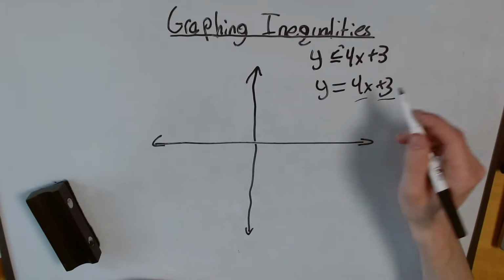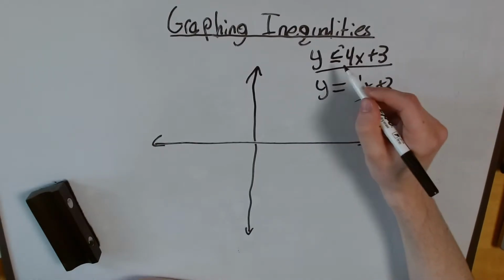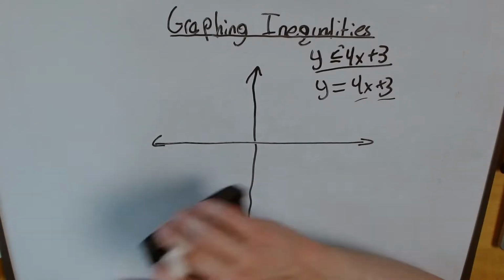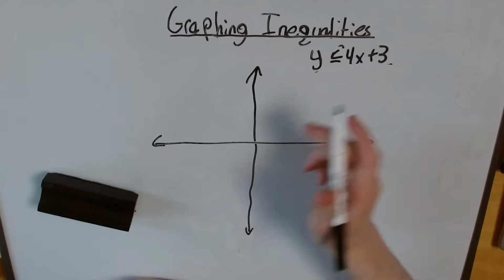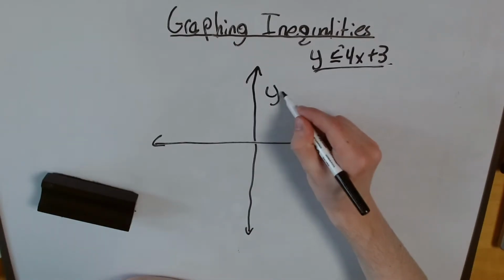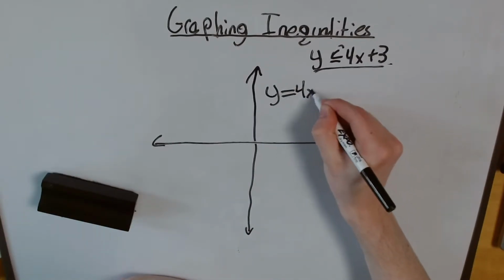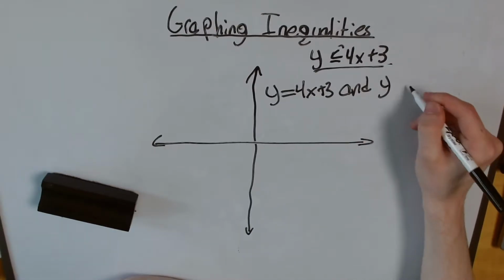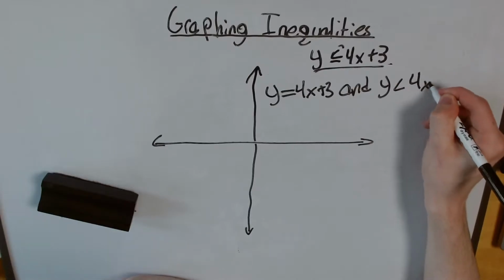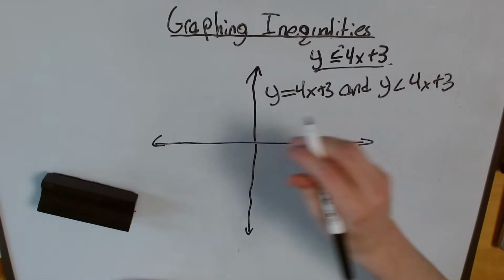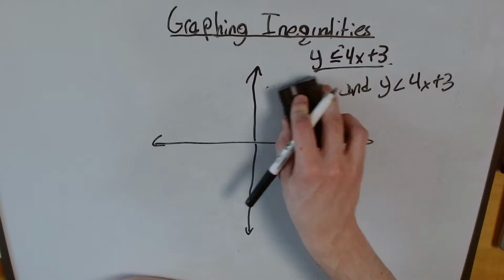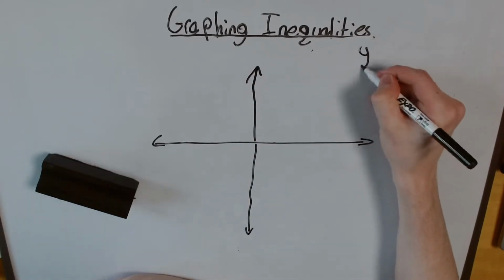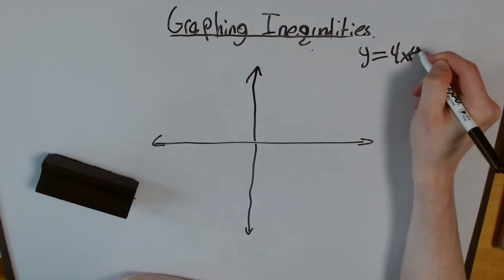Well, this whole expression, this less than or equal to, is actually composed of two parts. It's composed of our standard part, the one we're used to, y is equal to 4x plus 3, and y is less than 4x plus 3. For now, we're just going to start by graphing the standard part. We're going to start by graphing y equals 4x plus 3.